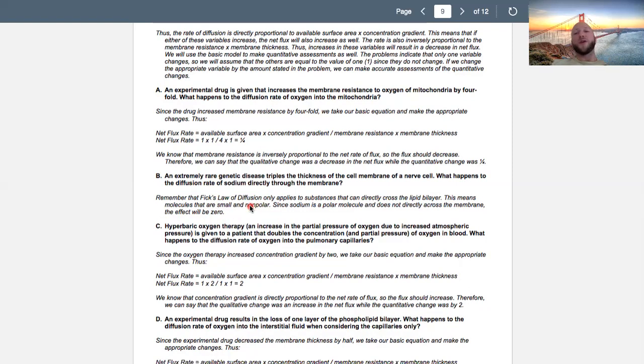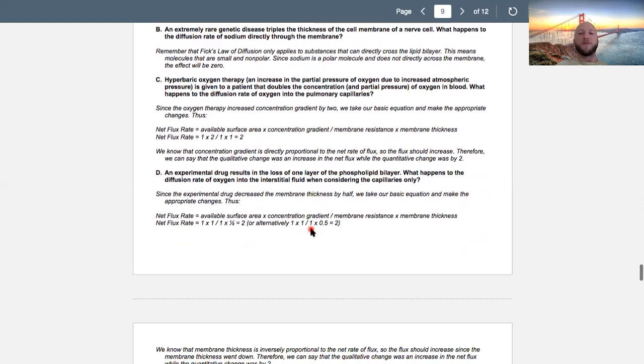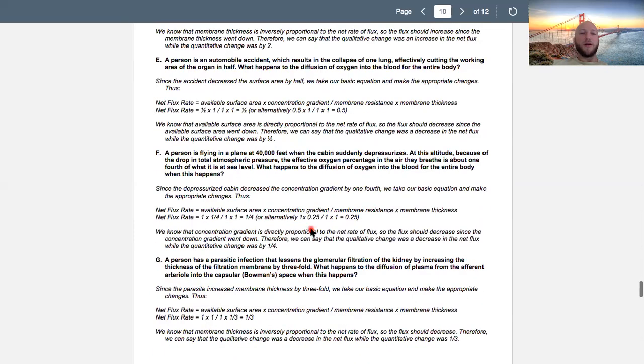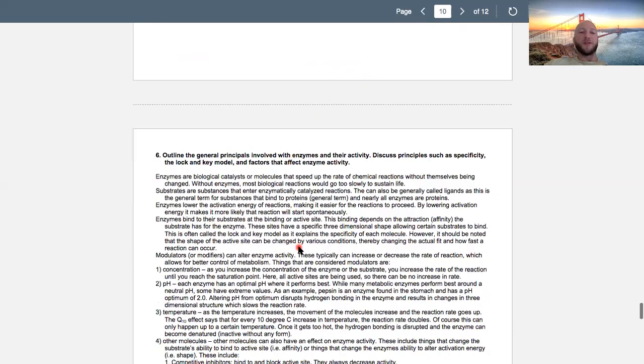If we used urea in this example, some sort of small nonpolar molecule that can move across, you put a 3 in front of thickness. This one, hyperbaric oxygen therapy, is given to the patient that doubles the concentration of oxygen. So you're going to put a 2 in front of concentration gradient. It's going to double the rate, and so on. All right. If you have any questions, please let me know. There's a few more that you can practice with here. But be ready for questions like that.